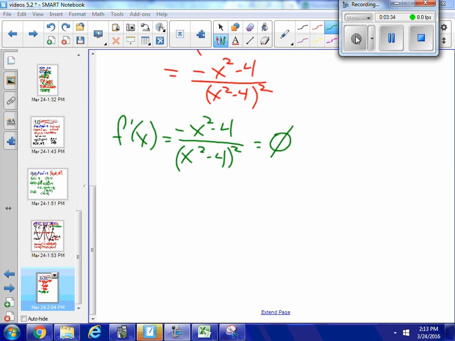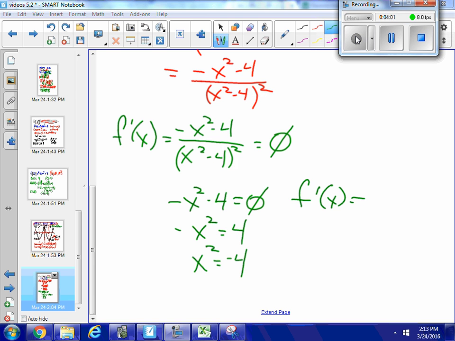Well, I'm going to concentrate on my numerator here. Negative x squared minus 4 equals 0. Negative x squared equals 4. X squared equals negative 4. Now, there is no x where I could have it squared and have it equal to negative 4. So there is no place where f prime of x equals 0. Okay. So I don't have any stationary points.